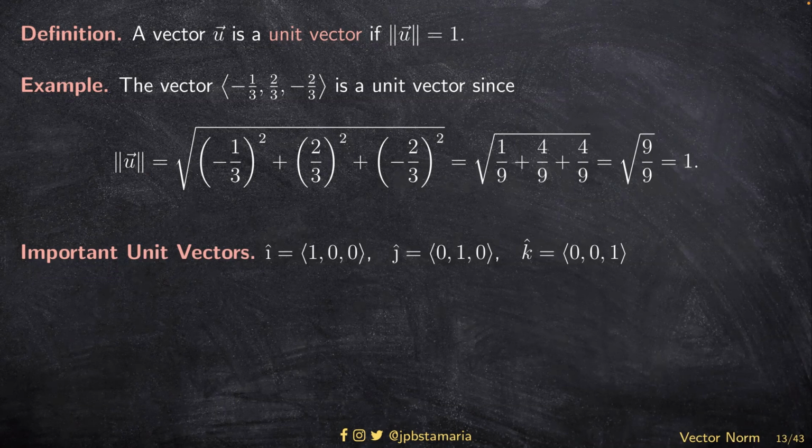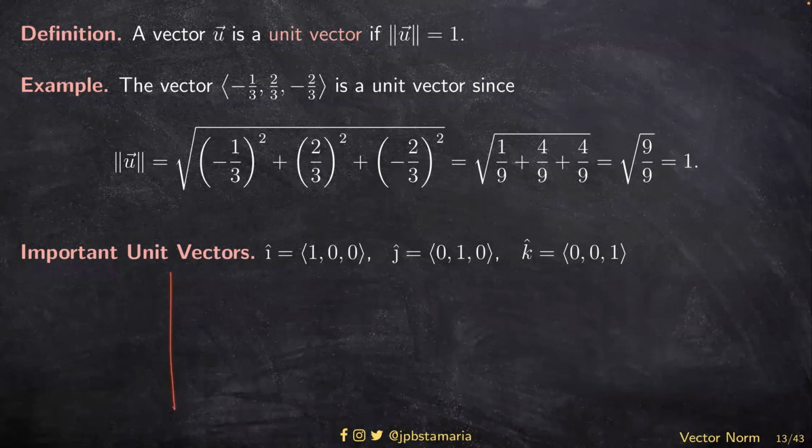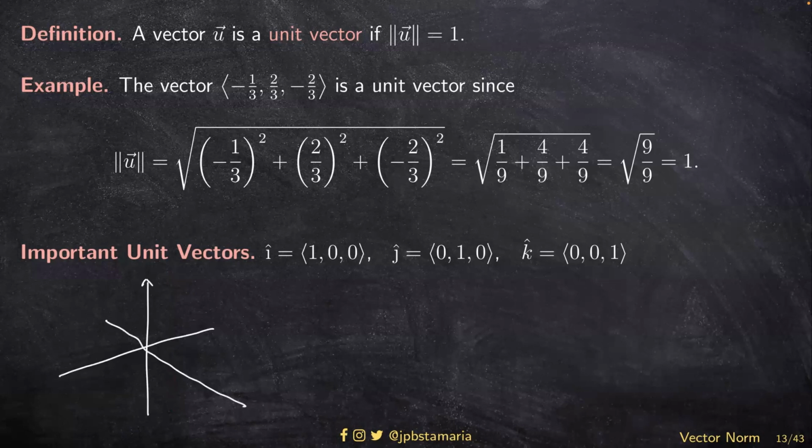Now, in standard position, what do they look like? In standard position, this is how they may appear. For example, this is the X axis, this is the Y, this is the Z. When I say standard position, the tail is at the origin. You count 1 unit in the X direction, that is i hat. 1 unit in the Y direction is j hat. 1 unit in the Z direction is the vector k hat. Did you understand?